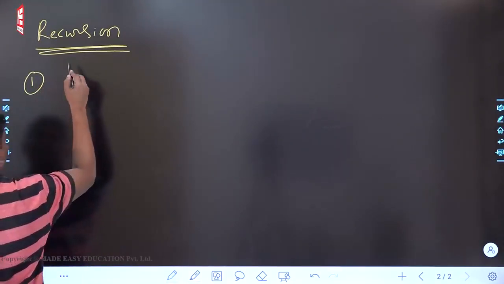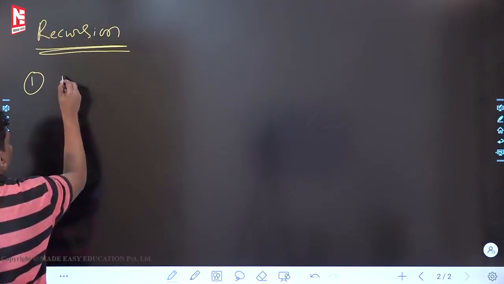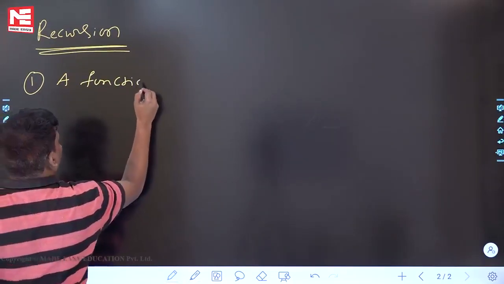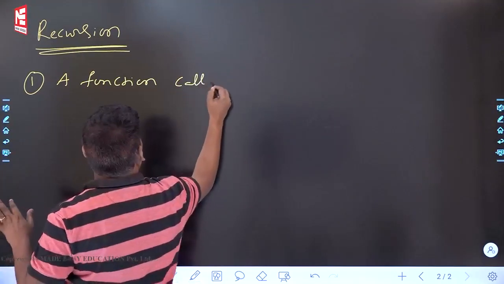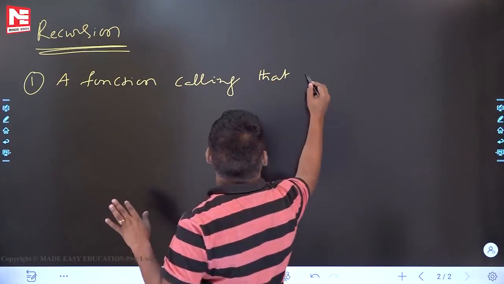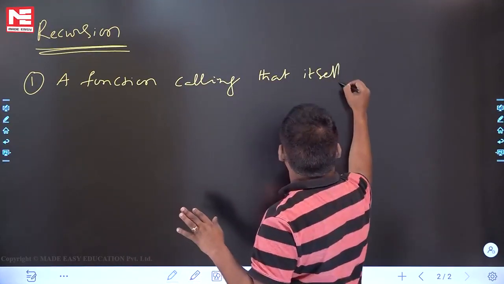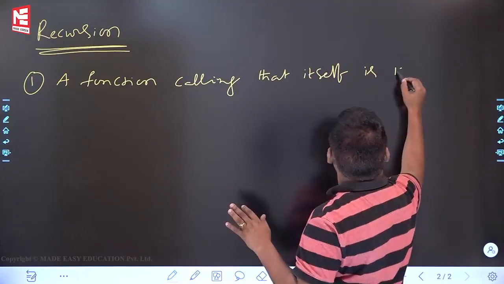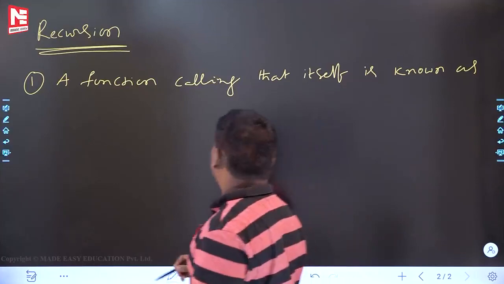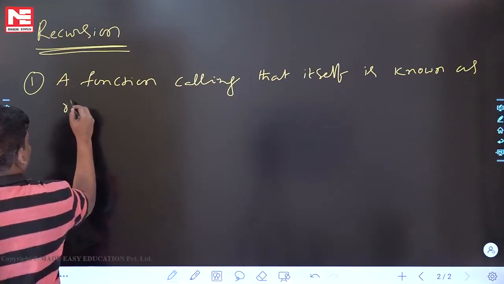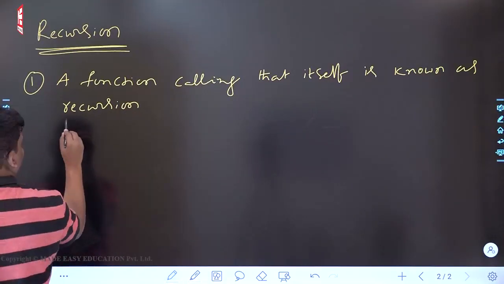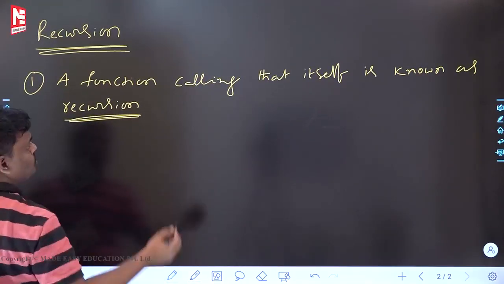See this one, I think everyone knows. Only for namesake I am writing. A function calling itself is known as recursion. That is the definition. A function calling itself is known as recursion.